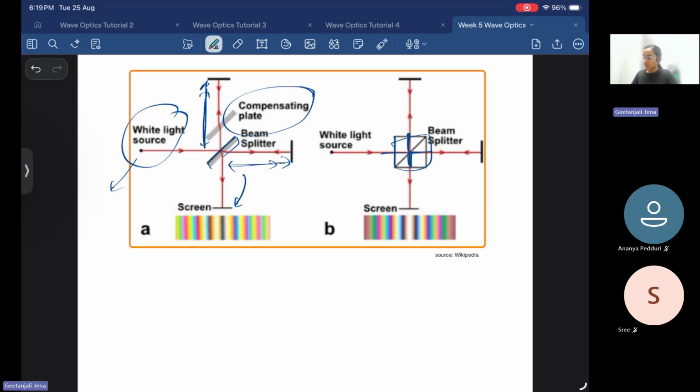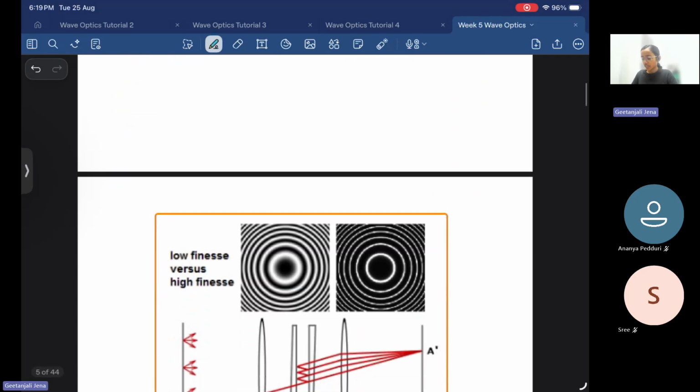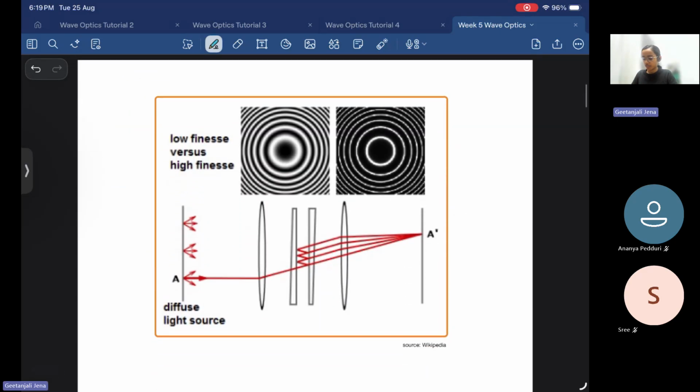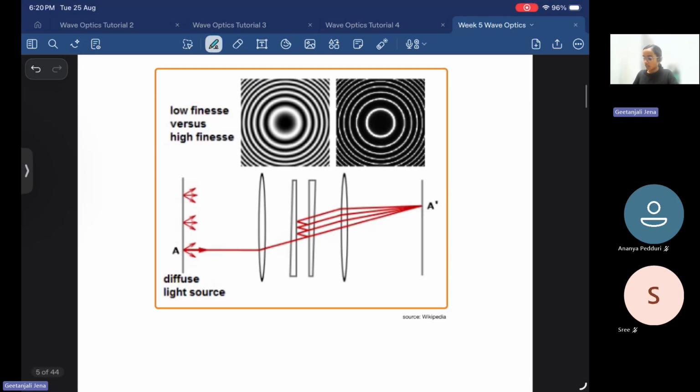Now let us move to our next part, which is the Fabry-Perot interferometer. If you recall, the Michelson interferometer is more or less a two-beam interference, but the Fabry-Perot interferometer is also based on division of amplitude, and we will see multiple beam interference in it.